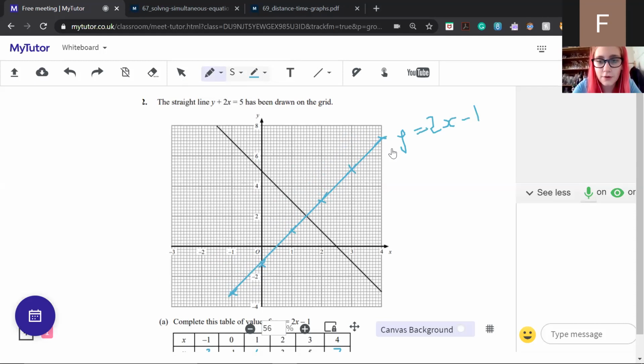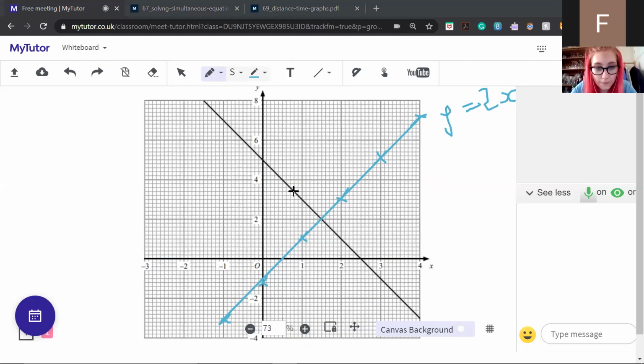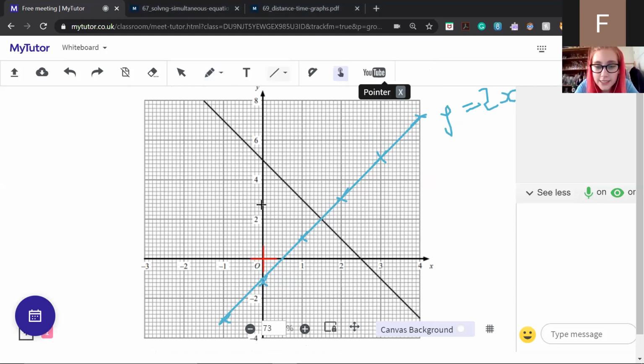That was some horrible writing. Someone's just said about struggling to read graphs. How do you know how much each unit goes up by? That's a really good question. This one's really interesting because the scale is actually different on each axis. Here we can see that one big box is 1, whereas here one big box is 2.